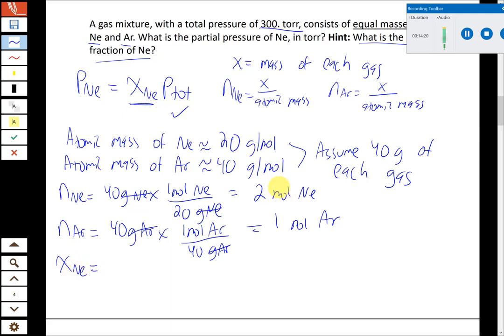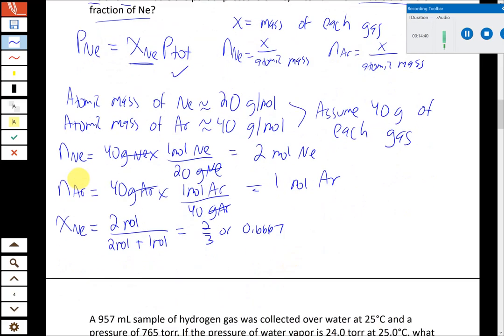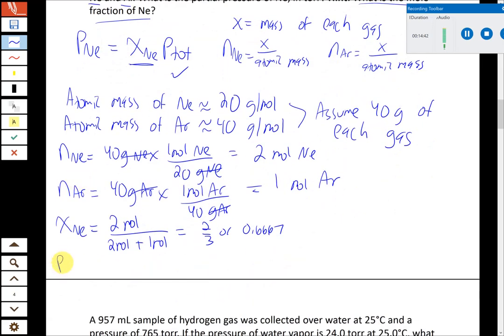So we have 2 moles of neon, and its mole fraction is going to be divided by the total number of moles. So it's going to be 2 moles plus 1 mole, which is the number of moles of argon. So this is going to be 2 over 3, or 0.66667, and so on.